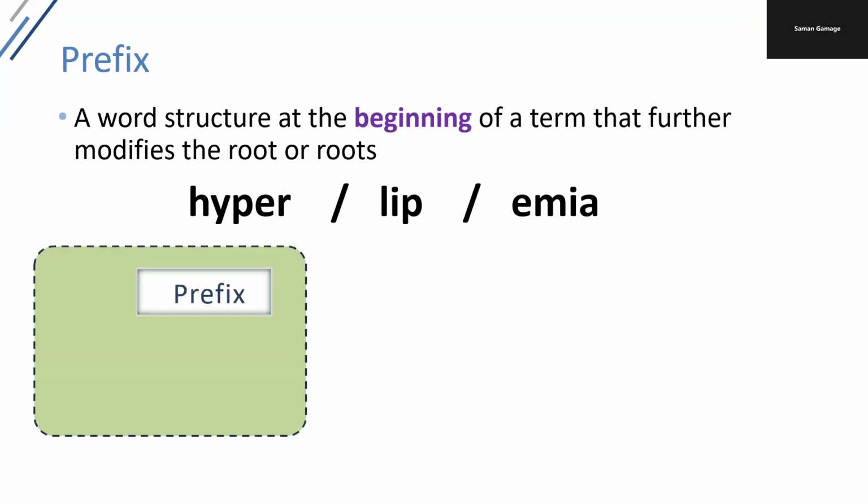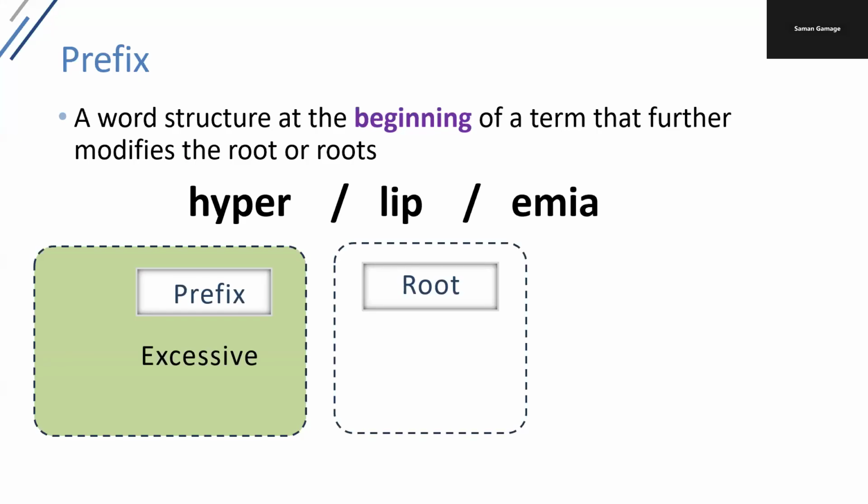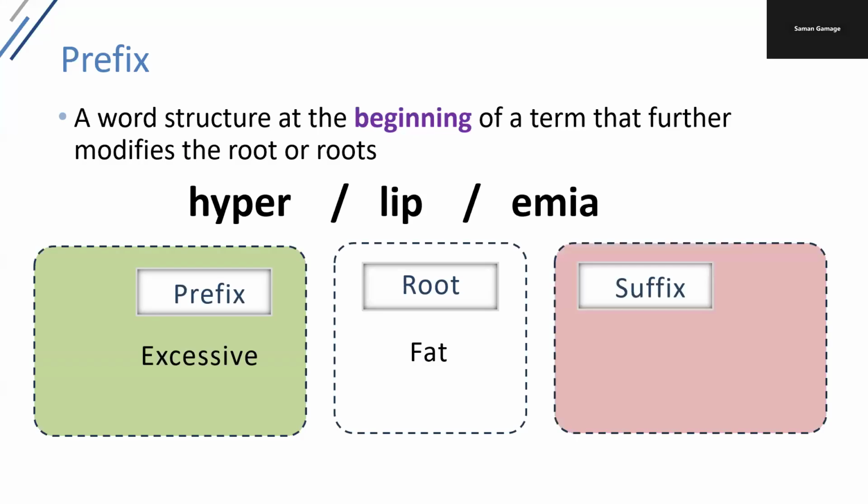Hyperlipemia. Hyper is the prefix, which means excessive. Lip is the root, which means fat. And emia is the suffix. Emia refers to a condition of blood. A condition of blood where you have excessive fat. Presence of excessive fat in blood, hyperlipemia.